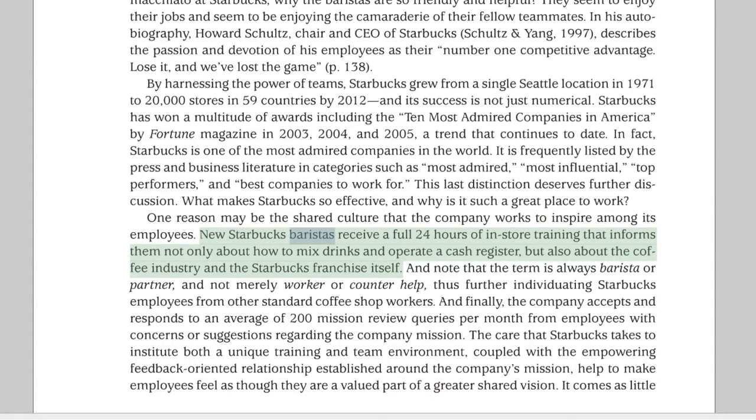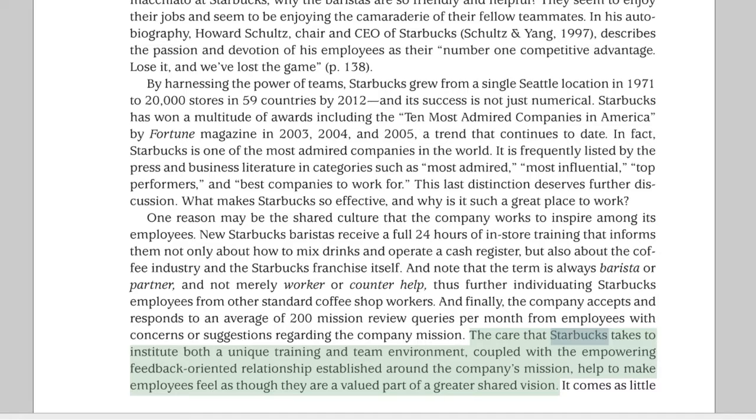New Starbucks baristas receive a full 24 hours of in-store training that informs them not only about how to mix drinks and operate a cash register, but also about the coffee industry and the Starbucks franchise itself. And note that the term is always barista or partner, and not merely worker or counter help, thus further individuating Starbucks employees from other standard coffee shop workers. And finally, the company accepts and responds to an average of 200 mission review queries per month from employees with concerns or suggestions regarding the company mission.